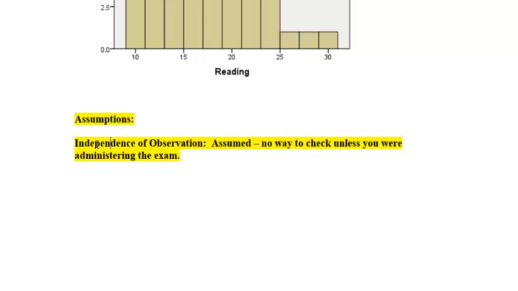So an example of this being violated would be if a male was giving a female answers or keeping her from answering the right question. So again, you weren't there. There's no way to check it, so it's always assumed.